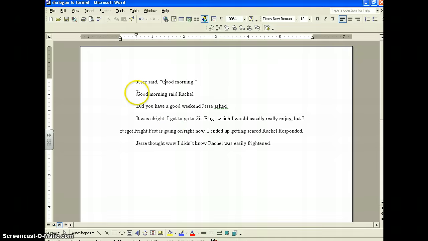Then it says good morning, said Rachel. So I'm going to put quotation marks around good morning once again. Right here where my cursor is, that's where a period would go if this was the end of Rachel's sentence. But it's not the end of my sentence, so I'm going to put a comma there to replace the period and then put quotation marks. Did you have a good weekend?